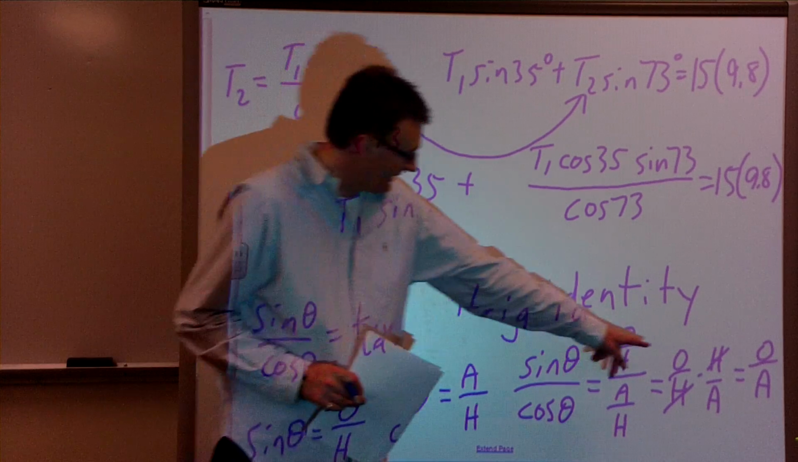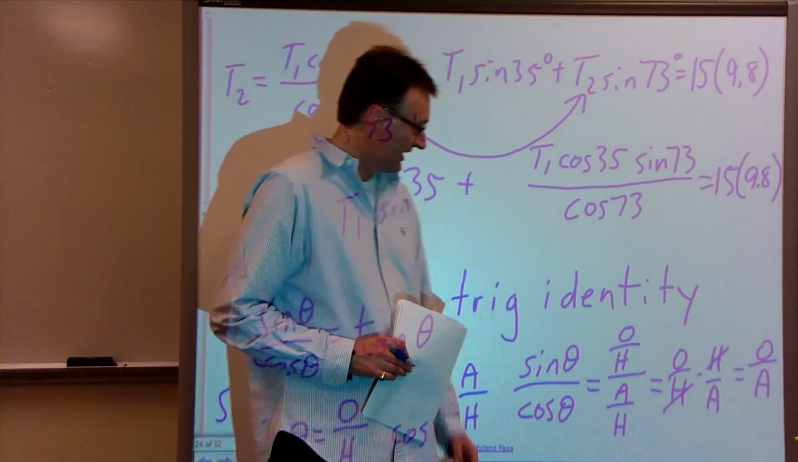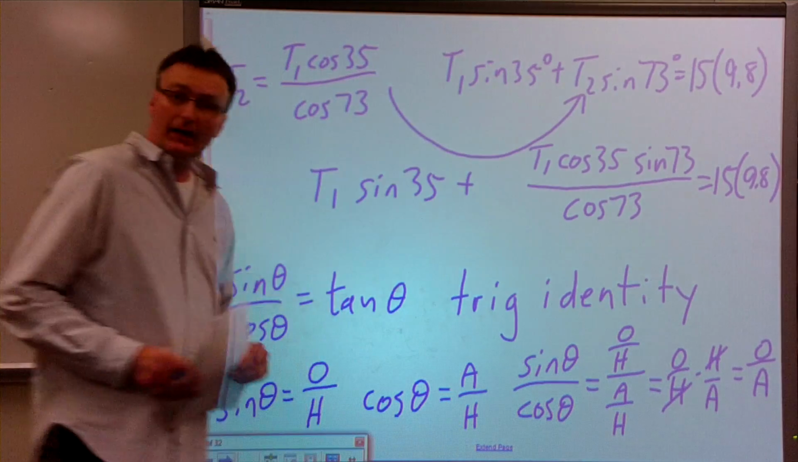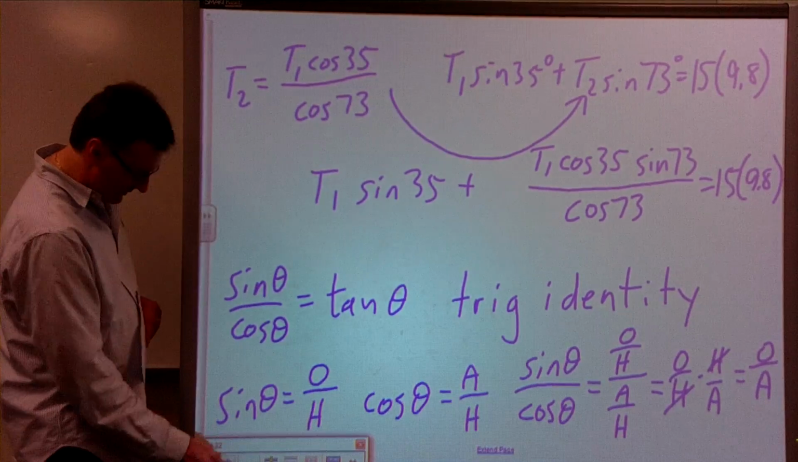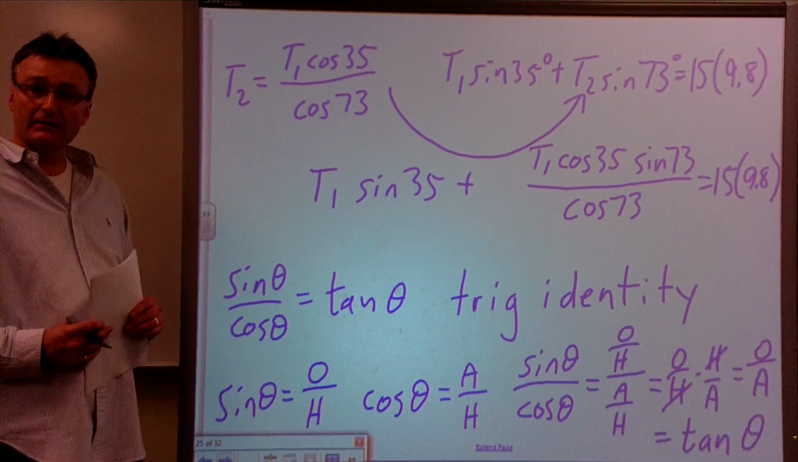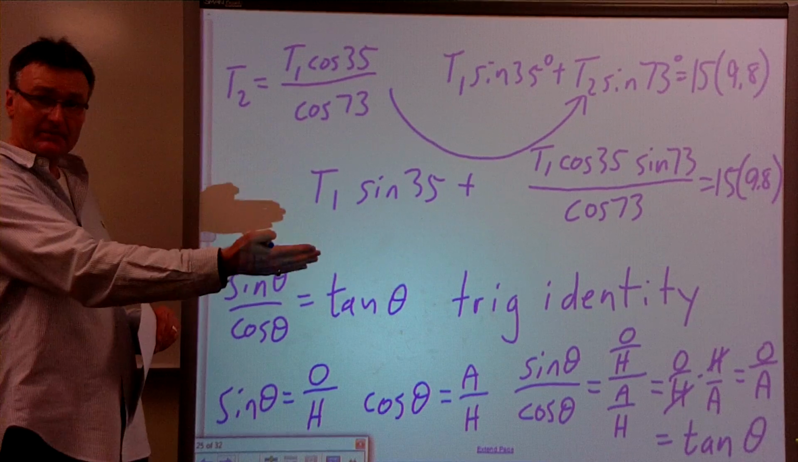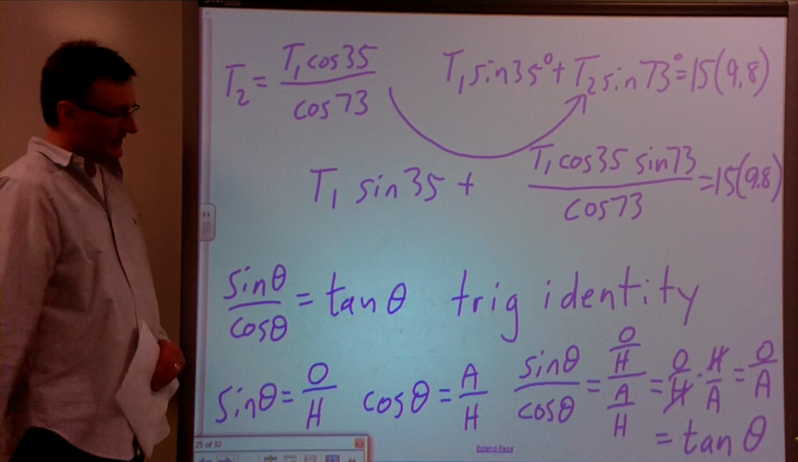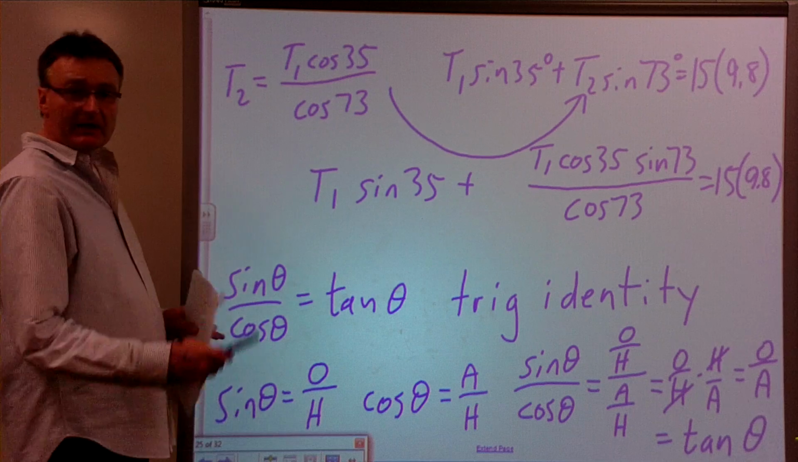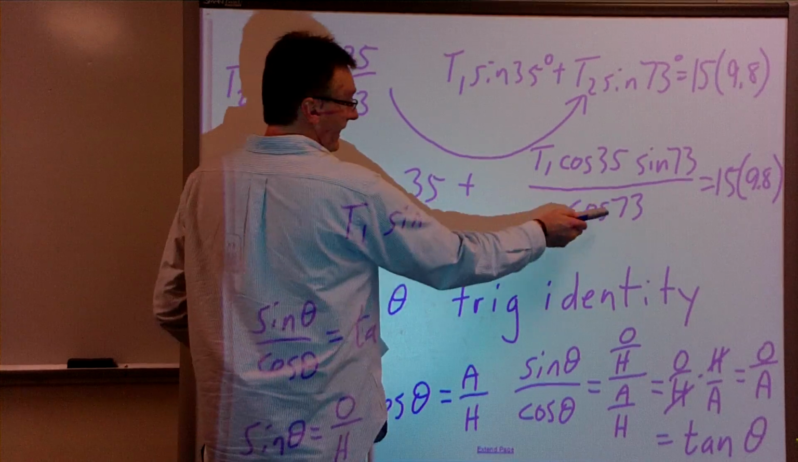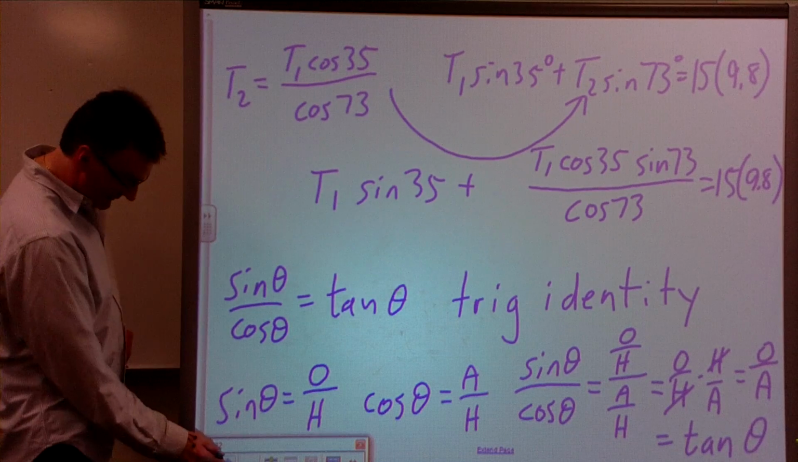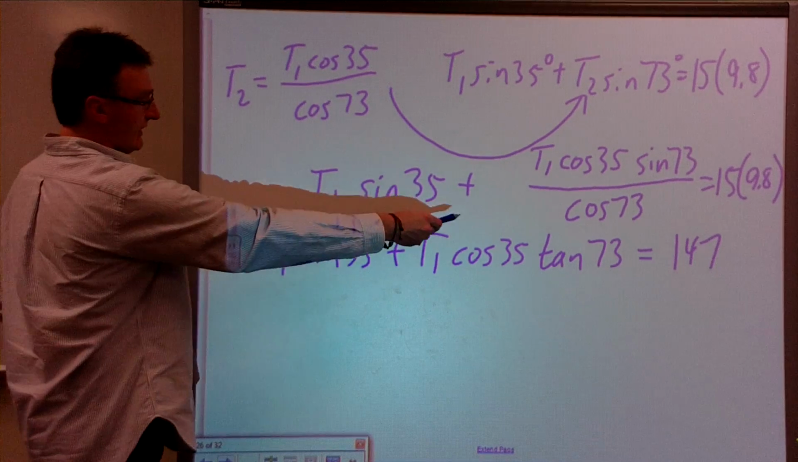And the hypotenuses cancel, and you get opposite over adjacent. And what does that equal? It equals tan theta, because tan theta is opposite over adjacent. So sine theta divided by cos theta equals tan theta. And so we can make use of that trig identity to make this equation a little bit simpler. So instead of that, now it's going to look like this.